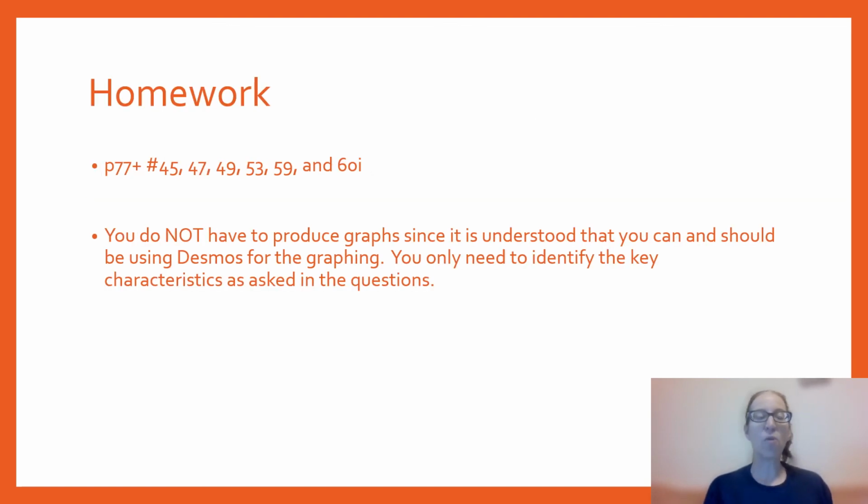For your homework, the homework is page 77 plus. It's actually, I don't have the page open anymore, but yeah, it's in that same section, 45, 47, 49, 53, 59, and 60, part I only, like the first part 1. It's like the outline I. You do not have to produce graphs, since it's understood that you can and should be using decimals for the graphing. So when the directions say graph it, you can use decimals. You only need to identify the key characteristics as asked in the questions. Okay, so anytime it says graph the function and then state a bunch of stuff, you only have to state the bunch of stuff.